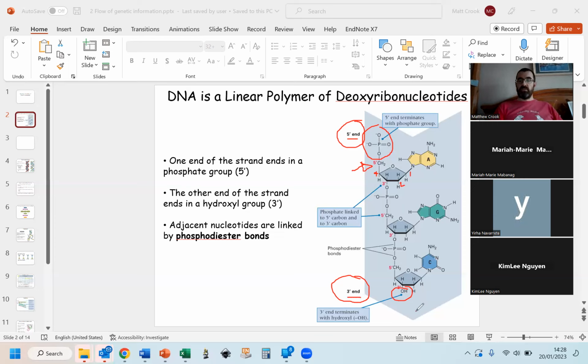And also, this is the only spot. Oh, hang on. See if I type this out. This is the only place that you can add a new base, right? So DNA not only has a direction, but it can only be made in one direction. It can also only be read in one direction too.